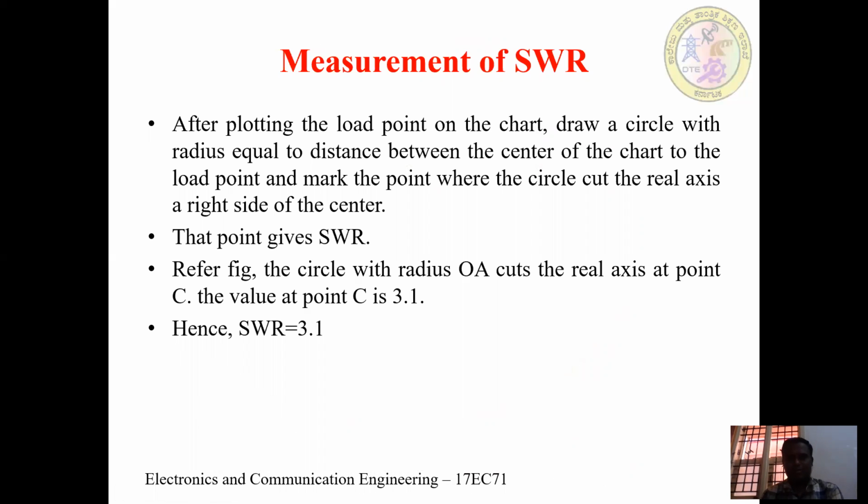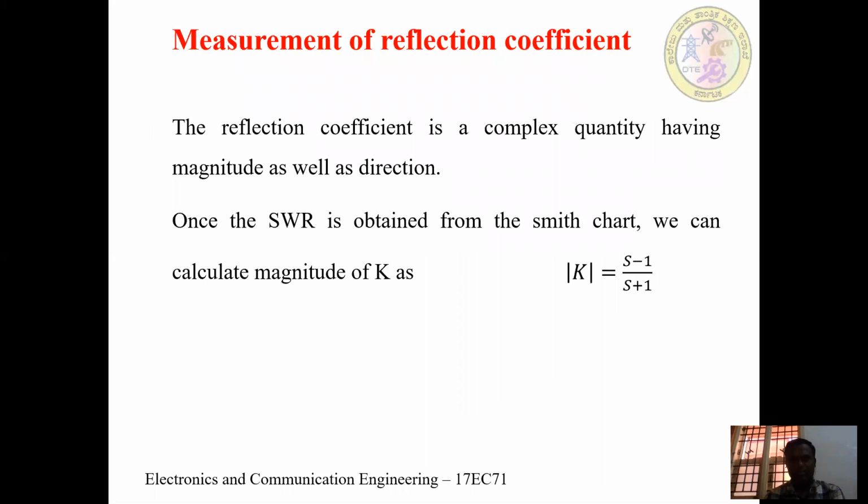Measurement of SWR. As I said, after plotting the load point on the chart, draw the circle with radius equal to the distance between the center of the chart and the load point, and mark the point where the circle cuts the real axis to the right side of the generator. That point gives the SWR. That I already showed. So in this case, the circle OA cuts the real axis at point C. That C value is 3.1, hence the SWR is 3.1.